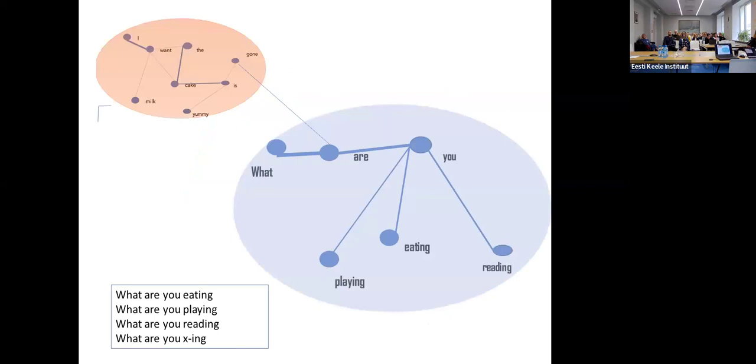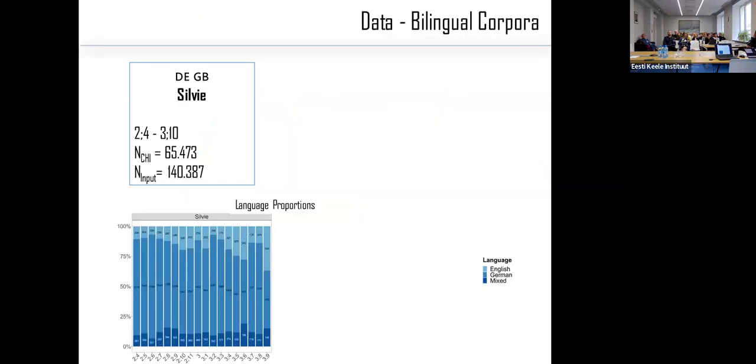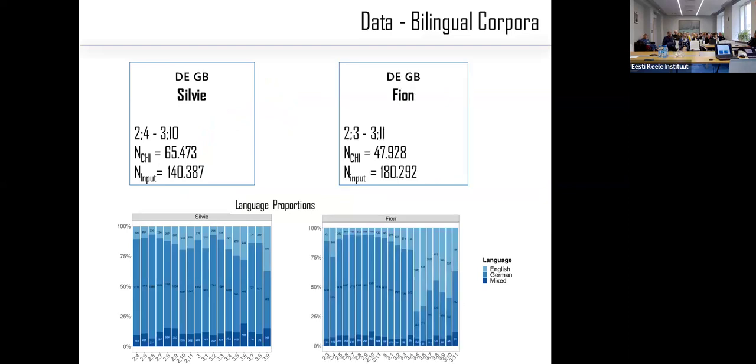So we did this with German-English bilingual children. So we try to build a network of corpora of German-English bilingual children. And we used Sylvie and Fionn. And these are two children that have been recorded a long time ago. They all grew up in a so-called OPOL household. So one parent, one language. They had a German-speaking parent and an English-speaking parent.